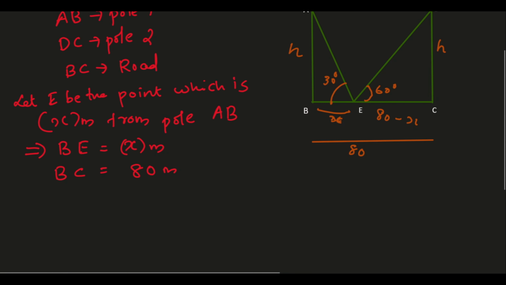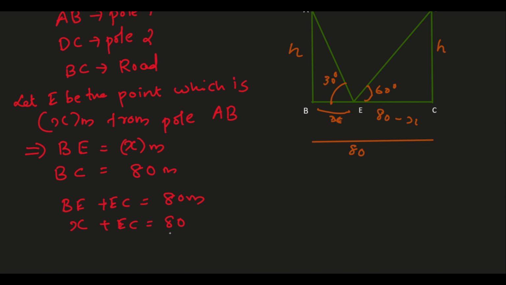BC can be written as BE plus EC. BE plus EC is equal to 80 meter. BE is equal to x, so x plus EC is equal to 80. This implies that EC is equal to 80 minus x.